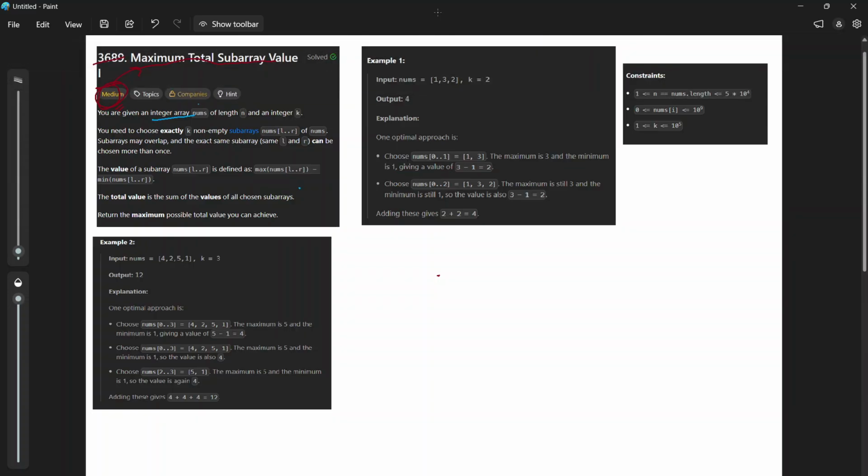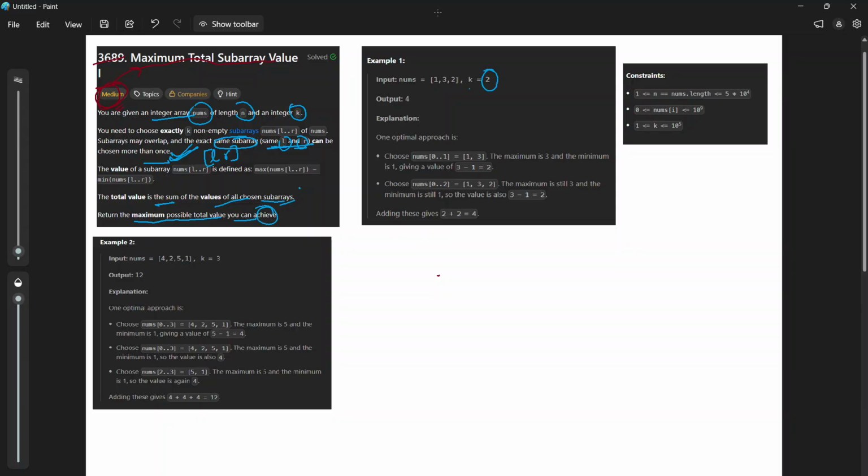We are given an integer array nums and an integer k. So we will be given some L and R, which means we will be given some range. We have to find some subarray of some range L and R that can be chosen more than once. We can choose this subarray more than once, and we have to find the total value as a sum of the values of all chosen subarrays. We have to return the maximum possible total value we can achieve.